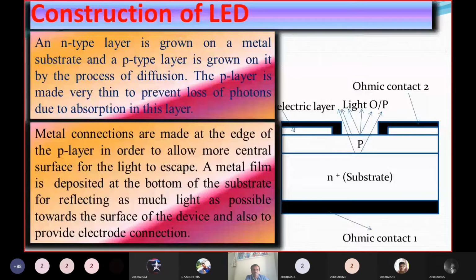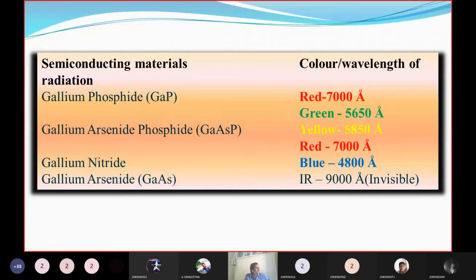Now coming to the construction of LED. The colors depend on which type of material is used, as well as the material ratios. Different types of material emit different colors, because the energy band gap of the materials depends on the type of material. So if you change the material, the color automatically changes.